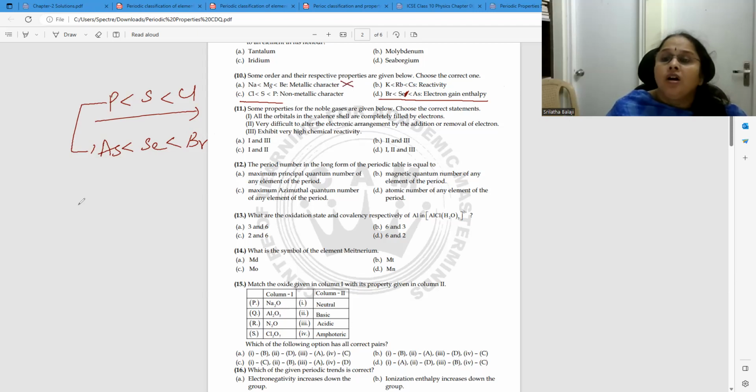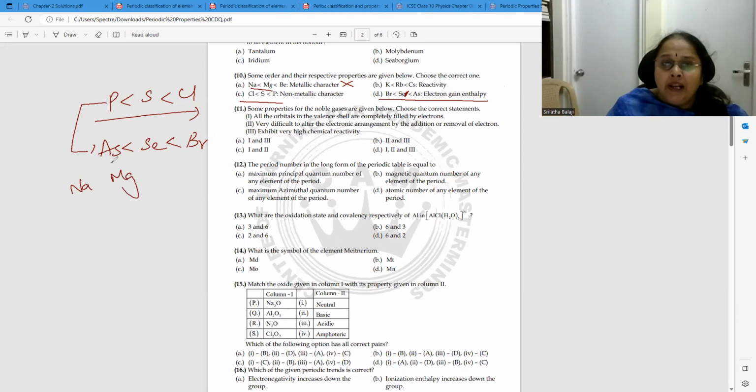First one is obviously wrong. Going down the group, metallic character increases. Right? So what should be the order? Don't worry. Let's discuss every option. You will get the answer finally.